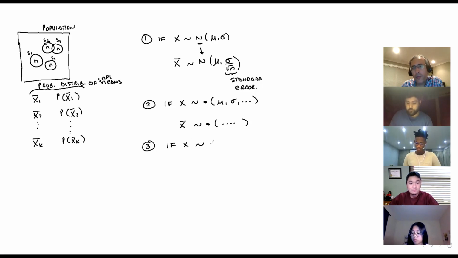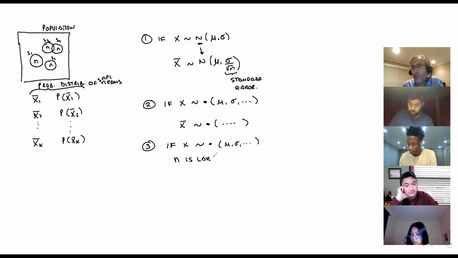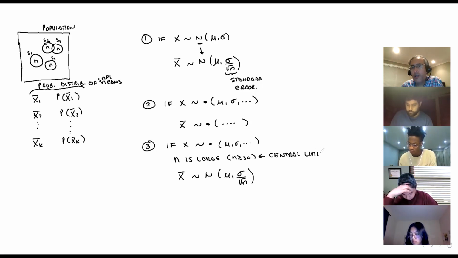if X is whatever, we have no idea what is the distribution of the population. However, if n, so the sample size, is large, well, statistics says larger than 30, for me it's more than 250, then X bar is going to be normal with mu and sigma over square root of n. So this rule here is called the central limit theorem.